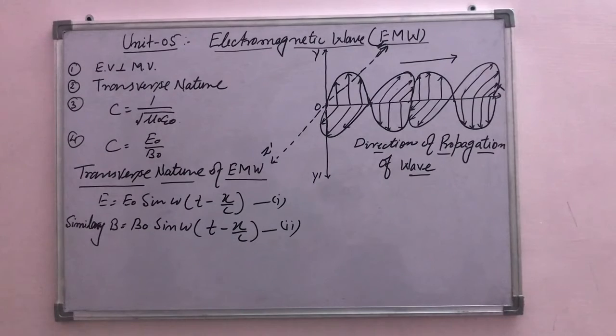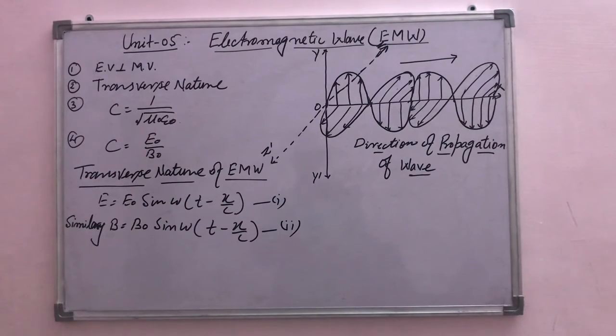So we can say that the electric field vector and magnetic field vector are mutually perpendicular vectors, and they are vibrating along the y-axis and z-axis, but the wave is propagated along the x-axis. It means it obeys the nature of the transverse wave, because in a transverse wave, when the particles of the medium vibrate perpendicular to the direction of propagation of wave, then such a wave is known as a transverse wave.